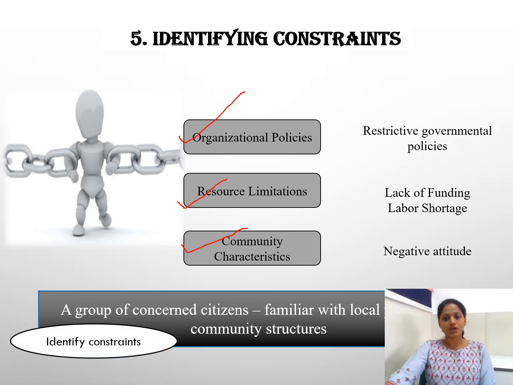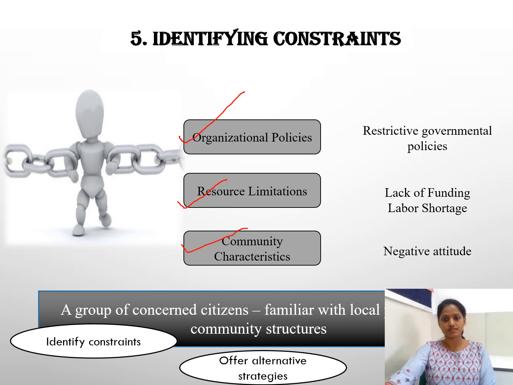One of the best ways to identify constraints is to bring together a group of concerned citizens who are familiar with the local politics and community structures. In this way, we can not only identify constraints, but they can also offer some alternative strategies to meet the goals.